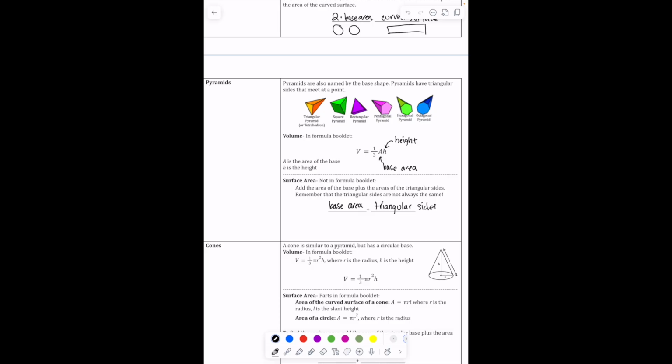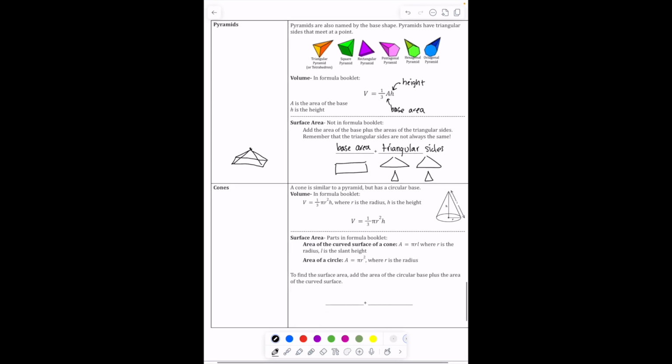So for example, if we had a pyramid that was something like this, where we had a flat, long rectangle for our base, our base area would be just that rectangle, and then for the triangular sides, we'd have 2 that are bigger triangles and 2 that are smaller triangles. So it looks something like we'd have 2 of these and then 2 of these.